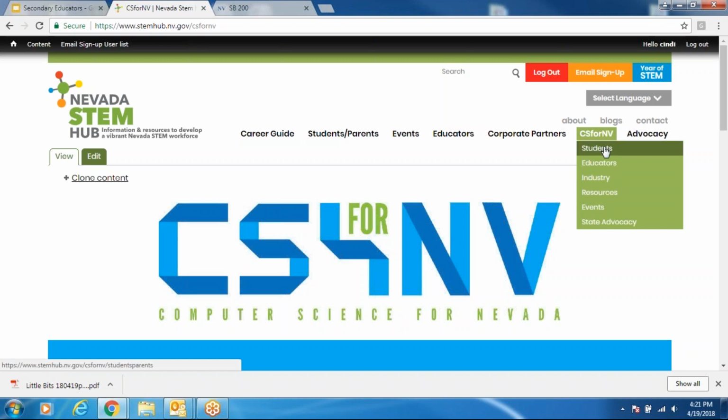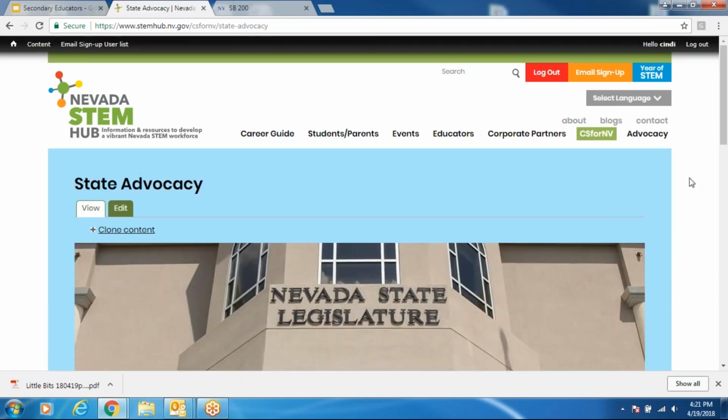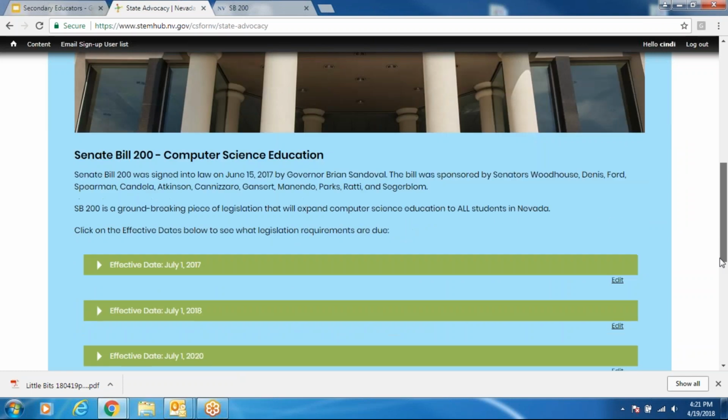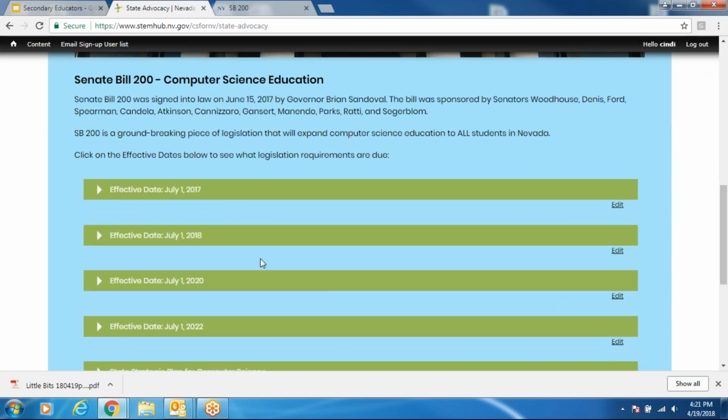But I've got pages there for students. There's educators, which I'll talk about in a minute when it's talking about licensing. There's a page there that will be built out for industry, resources, events that are coming up, and then state advocacy. And I'm going to go on this page here real quick. Okay, so what I did here is I took the bill and the changes and everything, and instead of doing them by section like I did on the department site, I broke them down by effective date. So you can kind of see the changes as they're coming and when they're required to take place. So I thought that would be most helpful.